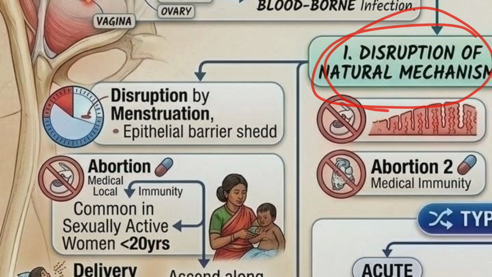But this defense system can be compromised. In conditions like menstruation, the protective epithelial barrier sheds. During an abortion or delivery, immunity can temporarily decrease, and microabrasions or postpartum changes leave the doorway wide open for bacteria to sneak in.